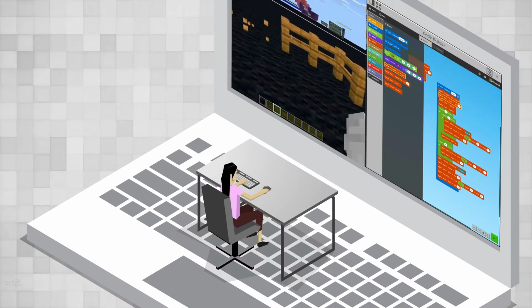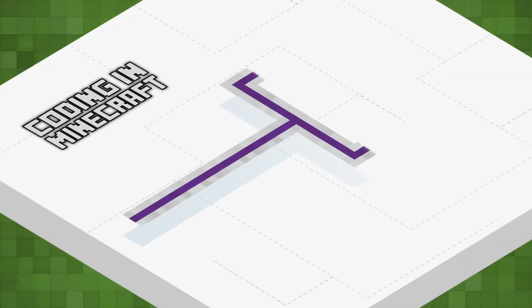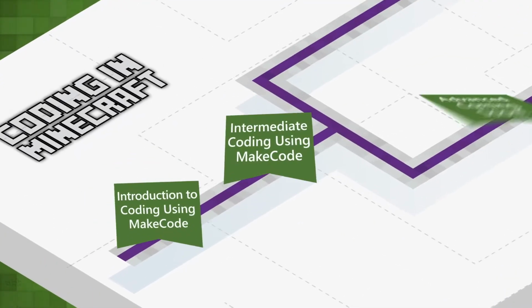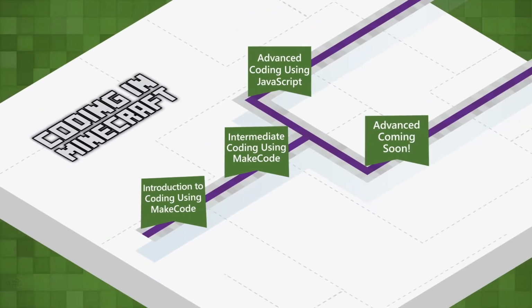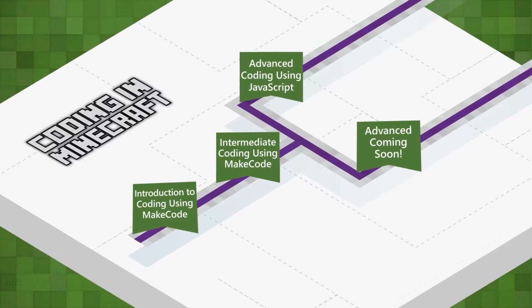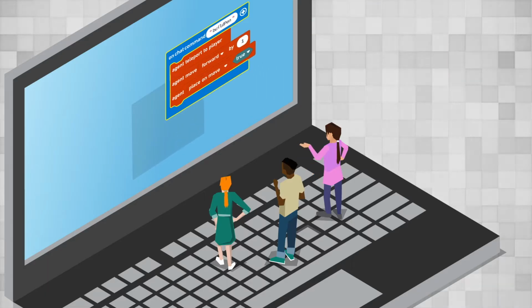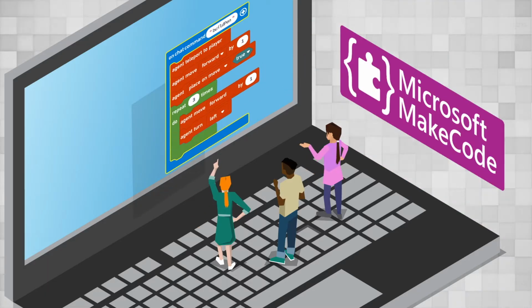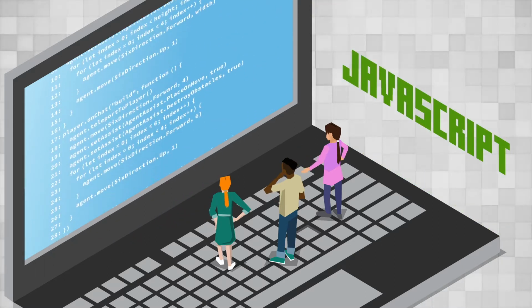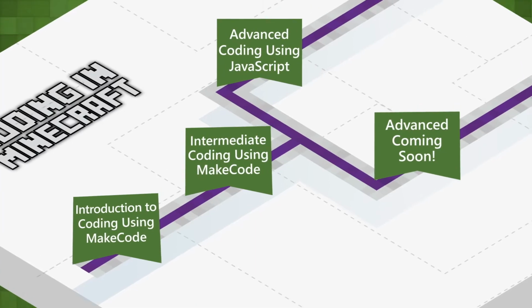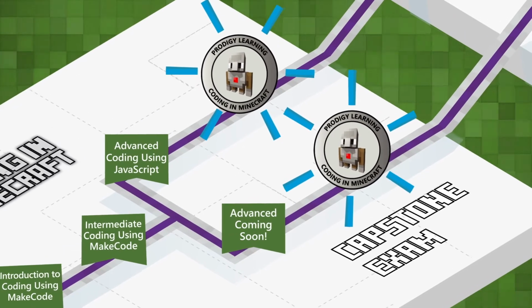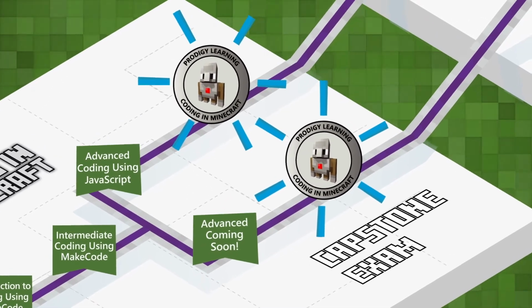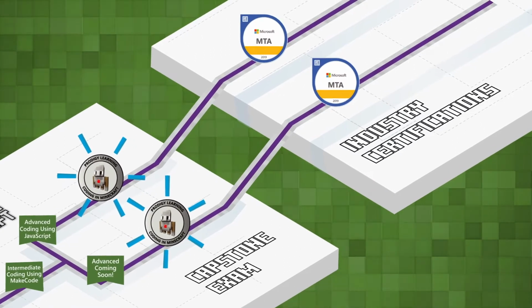collaborative world of Minecraft. The Coding in Minecraft pathway is a series of computer science courses, each with comprehensive curriculum resources. The program engages students from elementary to high school in coding. Students begin with block-based coding using Microsoft MakeCode and progress to text-based coding using JavaScript. The courses prepare students for the proctored online Capstone Exam, which proves students' coding skills and serves as an on-ramp for industry certifications such as Microsoft Technology Associate and others.